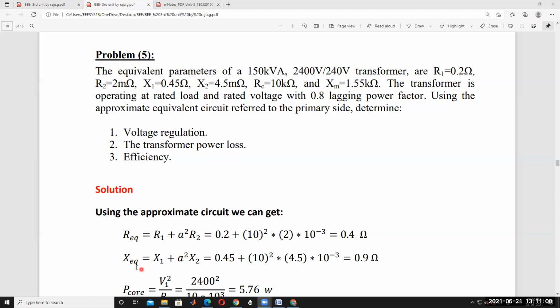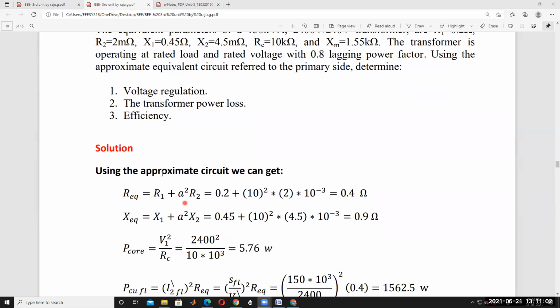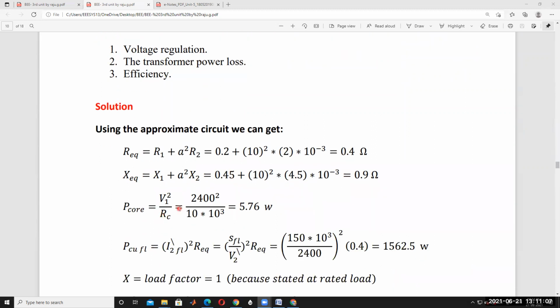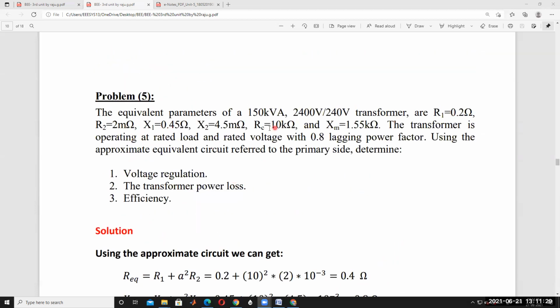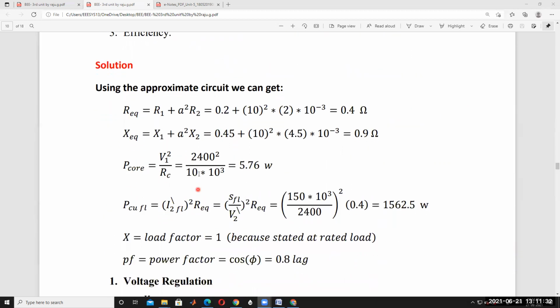In a similar way, convert X equivalent to the primary side. Then the core loss component power is equal to I square R or V square divided by RC. In the transformer, the core loss is I0 square into RC, or otherwise V1 square divided by RC. V1 is 2400, the primary side voltage, and RC is the core loss component, 10 kilo ohm. Substitute and you will get 5.76 watts.